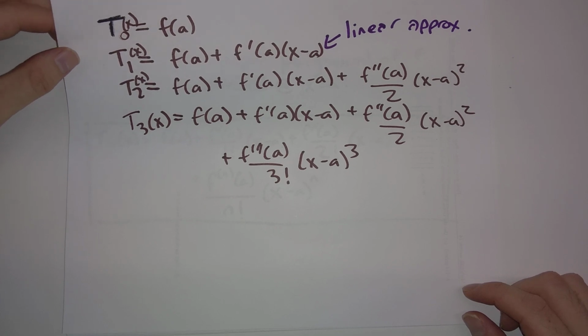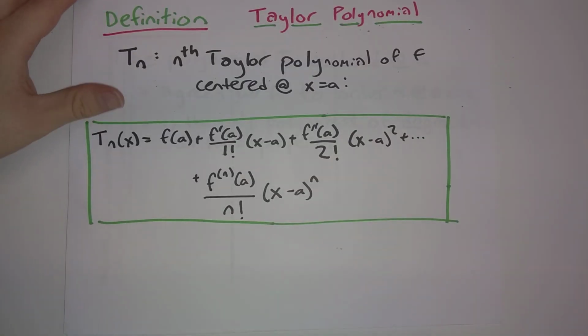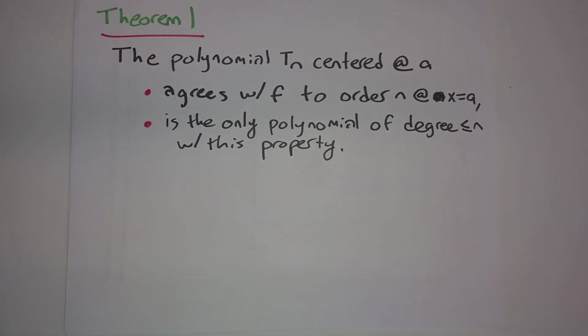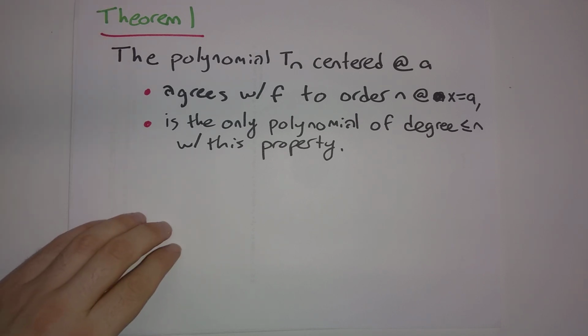Okay, why are we defining our Taylor polynomials in this way? Well, this theorem here tells us that this is the choice we want to make. The polynomial T sub n centered at x equals a agrees with f to order n at x equals a, using that work from the first slide of this video, and it's the only polynomial of degree less than or equal to n with this property.